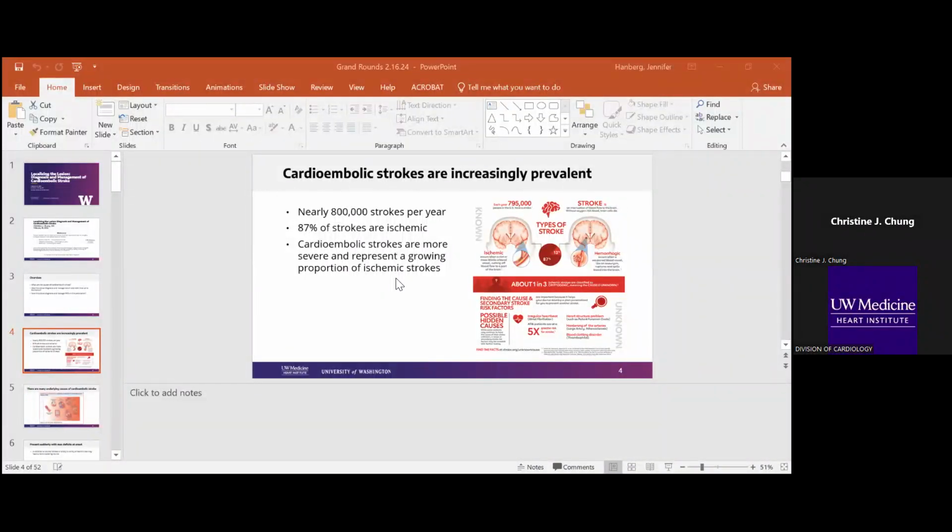So if we find it, should it all be treated the same? So is subclinical AFib the same as clinically detected AFib? There have been a number of studies seeking to answer this question.